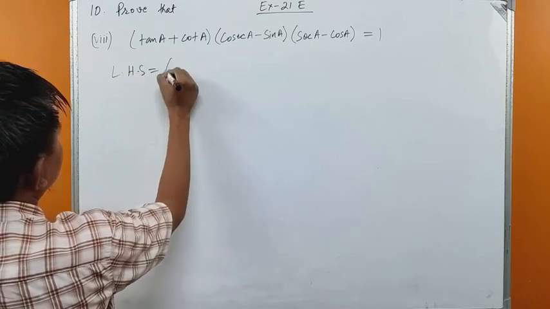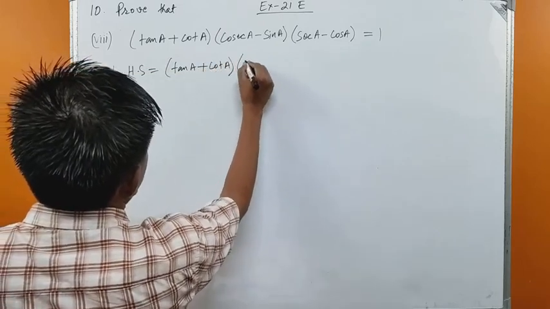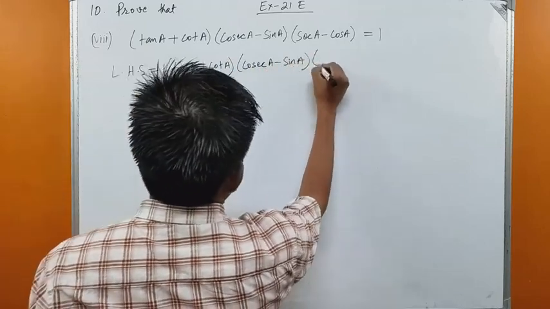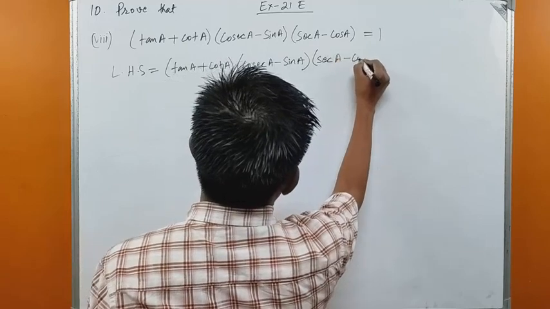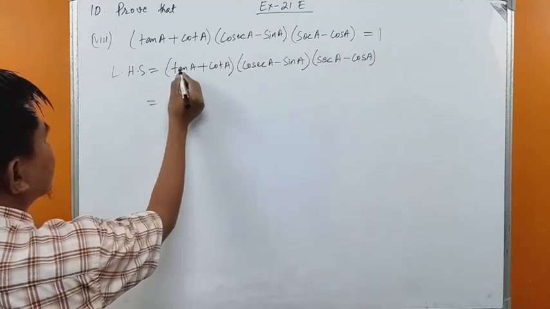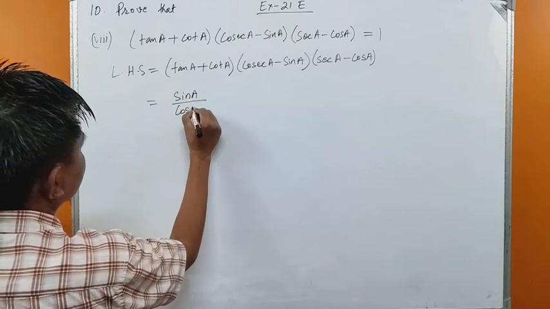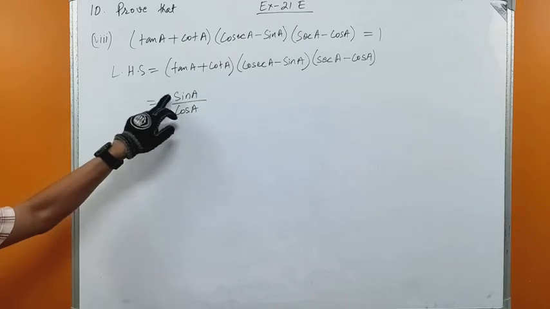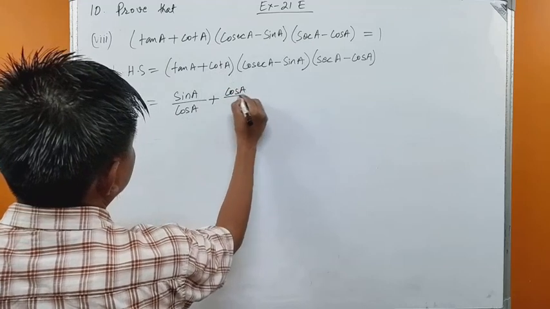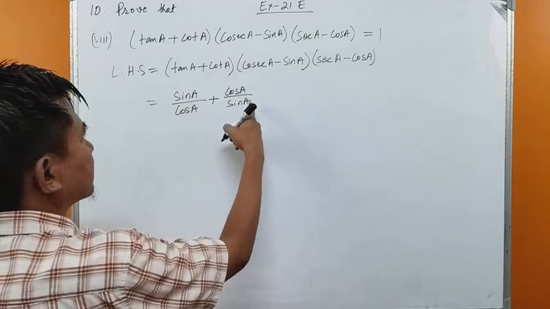LHS equals tan A plus cot A into cosec A minus sin A into sec A minus cos A, isn't it? So these are the terms in the left hand side. Tan A can be written as sin A by cos A, because tan theta is sin theta by cos theta. Tan A is sin A by cos A, plus cot A is cos A by sin A. Cot theta can be written as cos theta by sin theta.